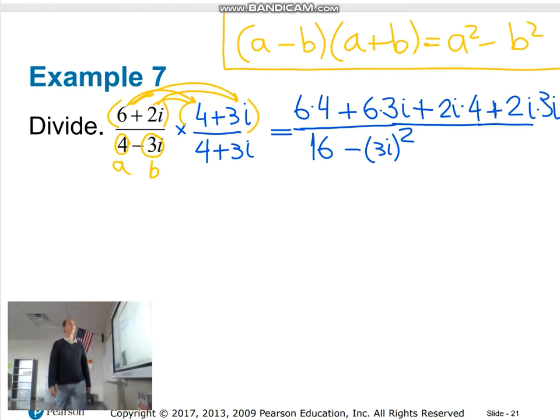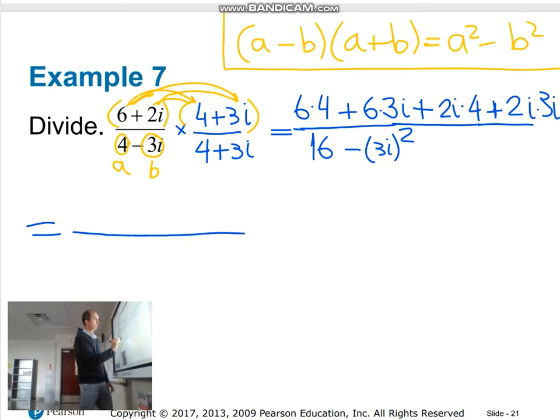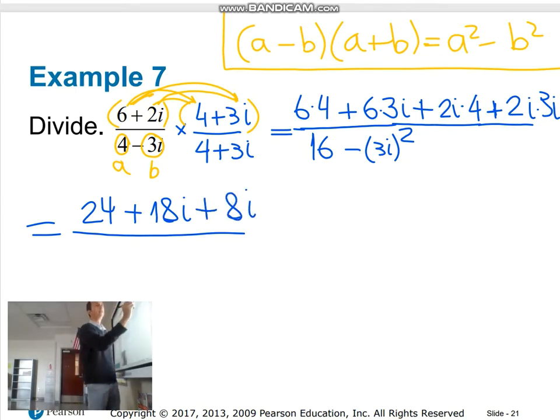Yeah, okay. Simplifying this whole thing, then we will have 6 times 4, 24, 6 times 3, 18i, and then 4 times 2, 8i, and 2i times 3i, 2 times 3, 6, i times i, -1, so -6.